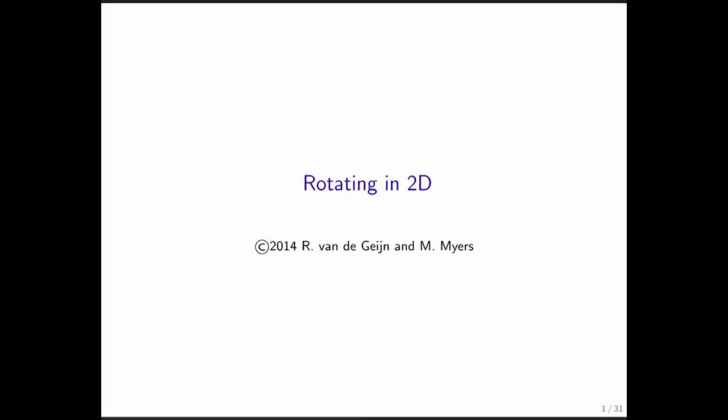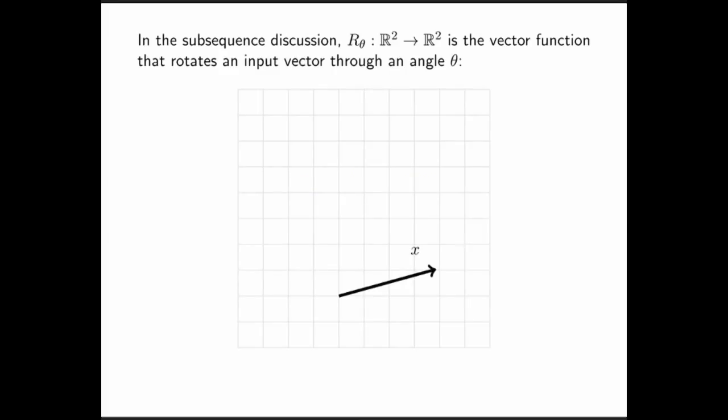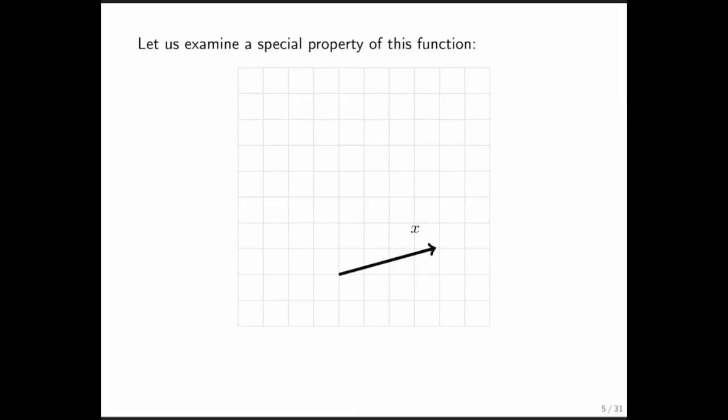To motivate linear transformations, we're going to look at rotating vectors in 2 dimensions. Here we depict a vector in 2 dimensions. And if we rotate that vector through an angle theta, then we get a new vector. So, we can let the function r sub theta of x denote the function that transforms vector x into the rotated vector. Let's have a look at some special properties of this function.